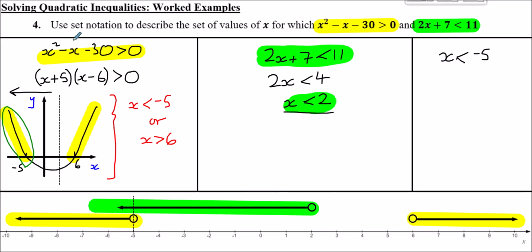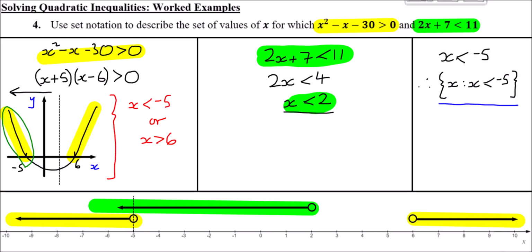Take care though, it did ask us for set notation for this. So in set notation, we're going to have written, we need x such that x is less than minus 5. And then we're all complete.